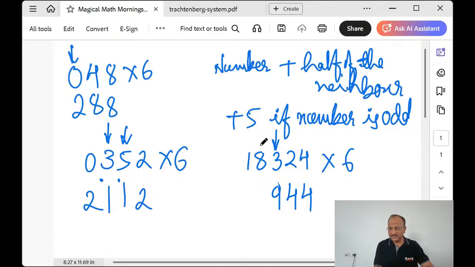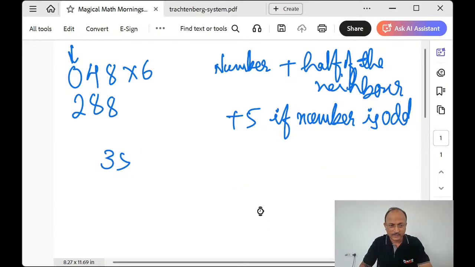Then an even number is there, 8, half of the neighbor is 1, 8 plus 1, 9. 1 is an odd number, so immediately we'll add 5. 6 plus half of the neighbor is 10, 1 is carried. Now here 0, half of the neighbor is 0, and plus 1 is 1. 109,944. Isn't it simple? Let's do a couple more examples.